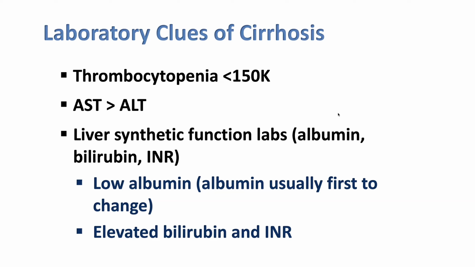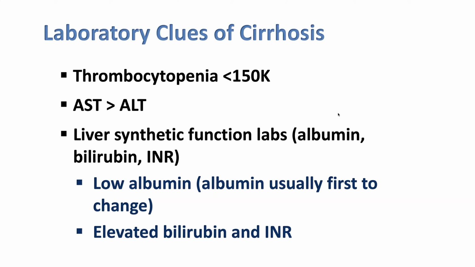And so their platelet count starts to go down due to sequestration. So it's a very good clue, actually. And you're going to see when we look at the non-invasive test that we use that platelet count as part of the way that we assess whether someone has cirrhosis. And then the other clue is the AST to ALT ratio.